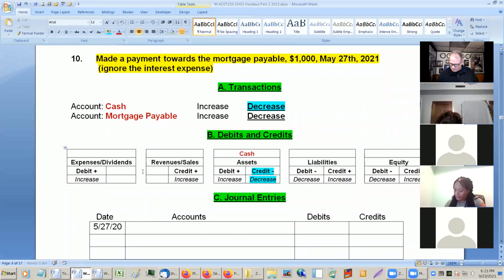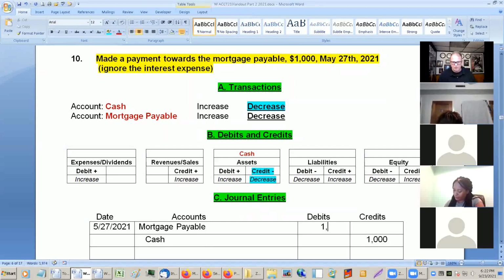But truthfully, if we just want to make the journal entry, we could make it right now. Because cash is a credit, right? Yeah. So we know that. By default, we also know what the mortgage payable must be. Now, I'll go through the reasoning why. But if you know that cash is a credit, and you get these two accounts, well, you know what the other side is. The mortgage payable must be debit.